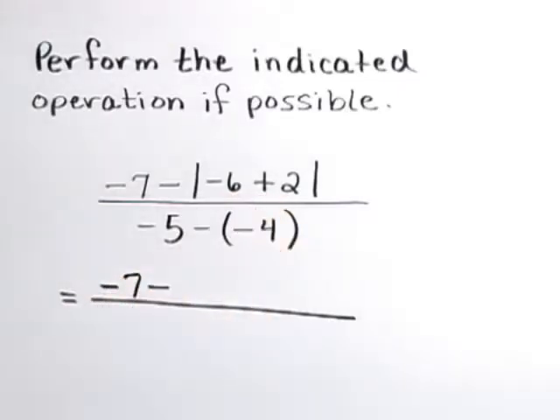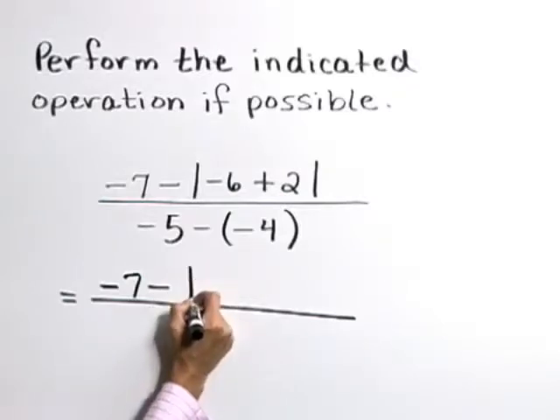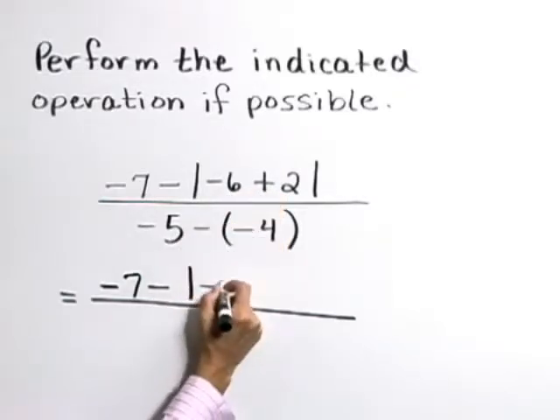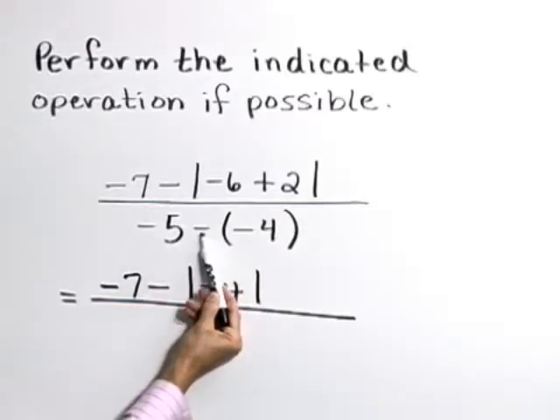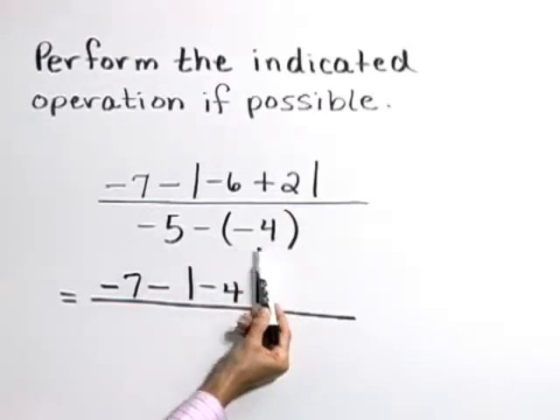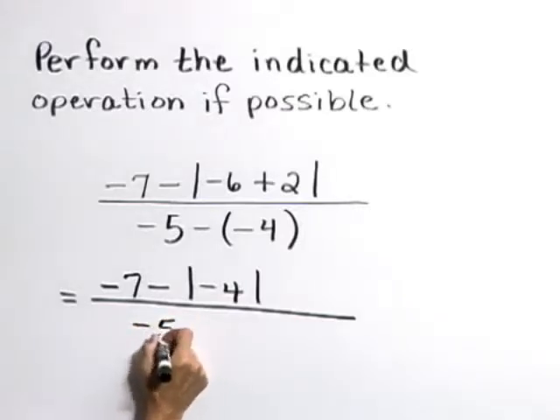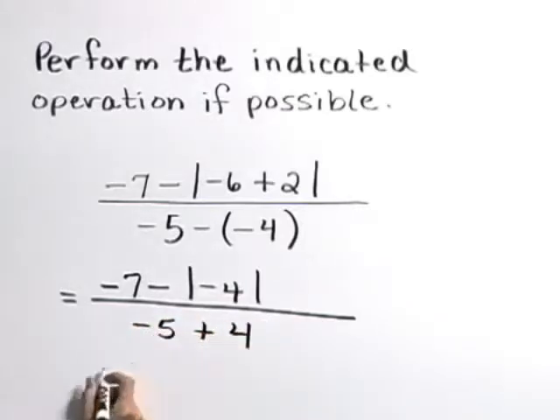Writing the entire numerator: negative 7 minus the absolute value of negative 4. In the denominator, negative 5 minus a negative 4. Let's go ahead and write that as negative 5 plus 4 for now.